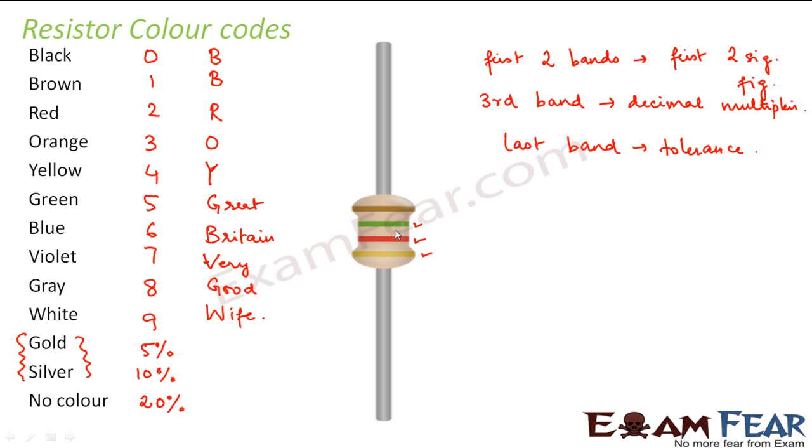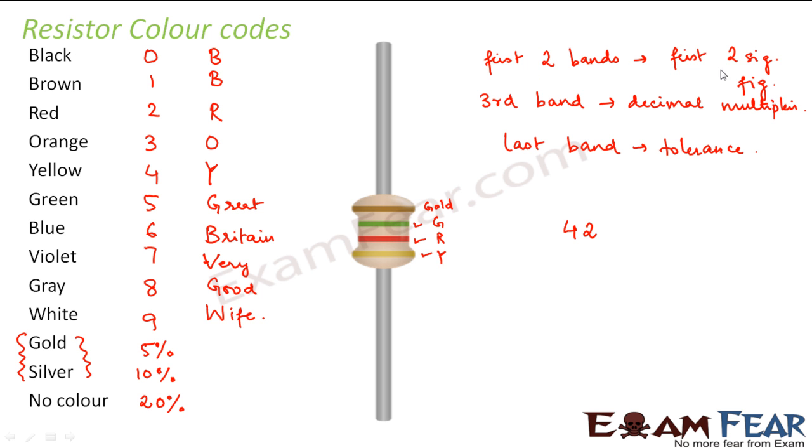Now let us calculate for this one. The first band is yellow, the next band is red, the third one is green, and the next one, let us say, is gold. Let us calculate the value. The first band is yellow. What does yellow stand for? Yellow stands for 4. The next band is red, and red stands for 2.